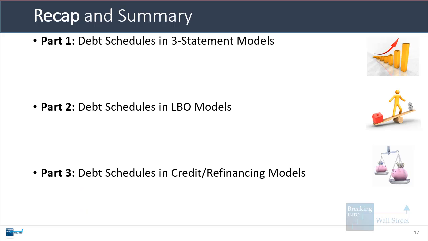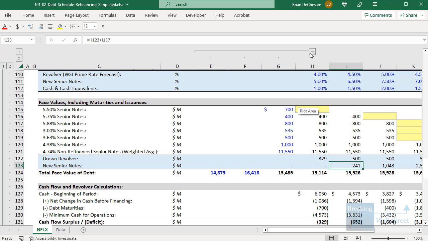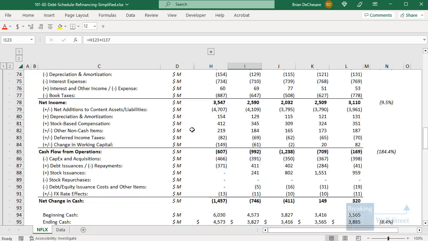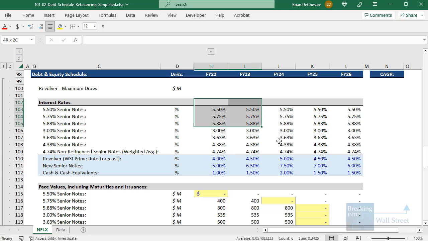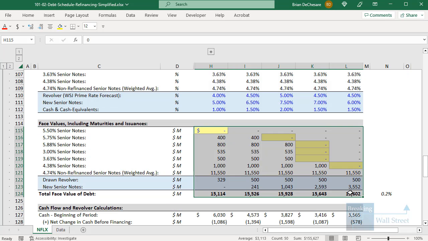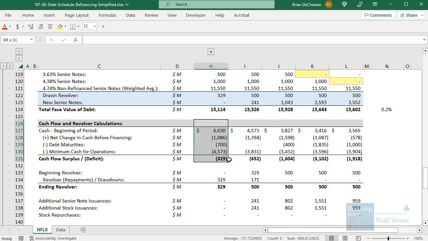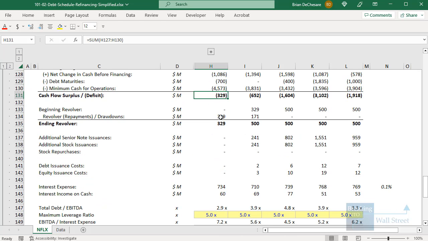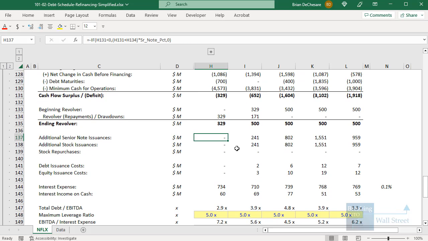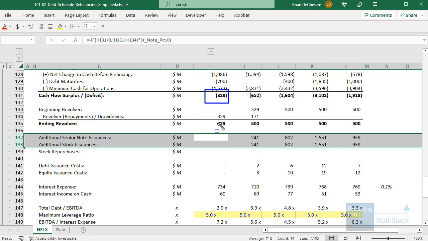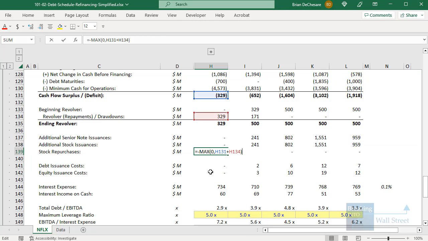And then finally, we conclude with the credit or refinancing model for Netflix. This one follows less of a clear template or clear design, but the overall idea is still quite similar. You need a model with different scenarios and at least cash flow projections. Project the interest rates, the current debt balances and upcoming maturities or other capital needs, calculate the cash flow surplus or deficit in a similar way, draw on the revolver if it's necessary. If not, maybe repay some of the revolver. And then if the company needs more funding after all that, so if the deficit, even after drawing on the revolver, if that is still negative, then they can issue additional debt or additional stock. If this number is positive, then they repurchase stock.